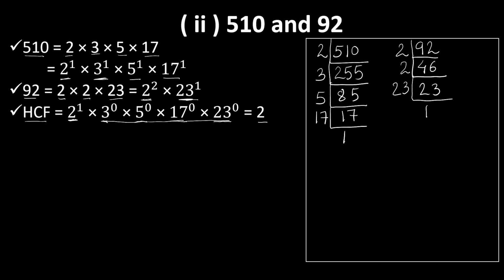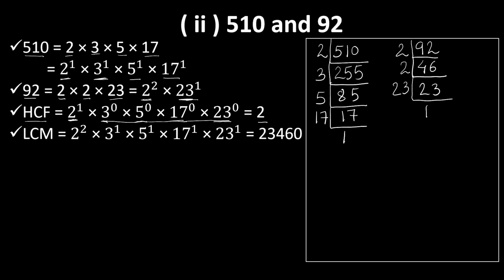Now let's talk about what is the LCM of these two numbers. For LCM, we will be writing the highest exponent possible in the prime factorization of both the numbers. So here we could see that for 2, the exponent in 510 is 1, and in 92 it is 2. So therefore we will be taking the highest exponent, that is 2. And for 3, it is occurring in 510 but not in 92. So therefore the highest exponent possible would be 1.